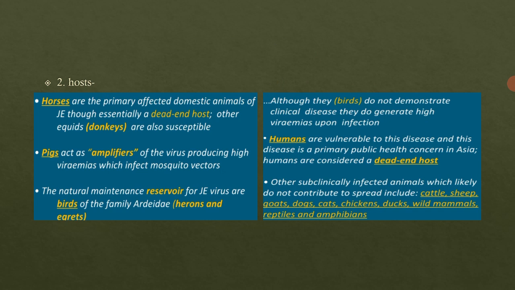Next is the pigs. Pigs act as the amplifier for the virus, which means the virus will multiply, amplify itself inside the pig. Pigs are amplifiers of the virus, producing high viremias, which means a high concentration of the virus in their blood, and which infect the mosquito vectors. From the pigs the virus is transferred to the mosquito.